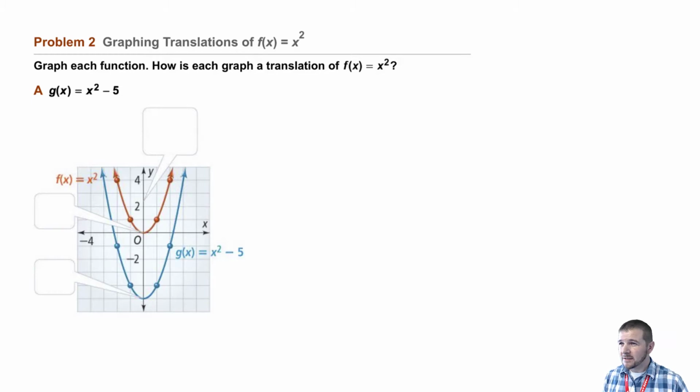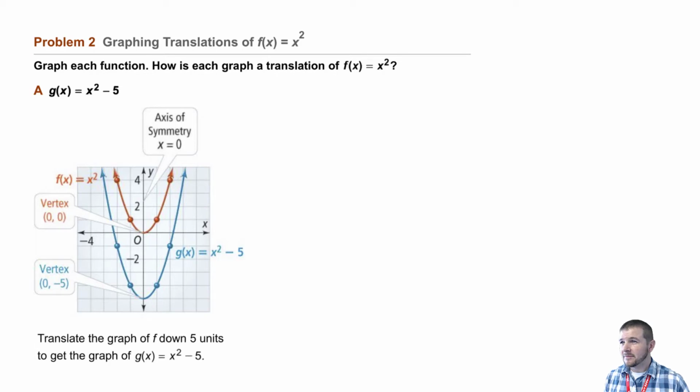Our vertex, well, let's note the parabolas here. Starting with the parent function in orange, f of x equals x squared, it has a vertex at the origin, 0, 0, and we're subtracting 5. So each point gets shifted downward exactly 5 units, bringing us to the blue parabola, which has a vertex at the point 0, negative 5. We translate the graph of f down 5 units to get the graph of g of x equals x squared minus 5.